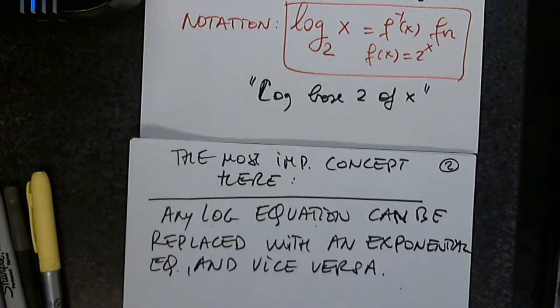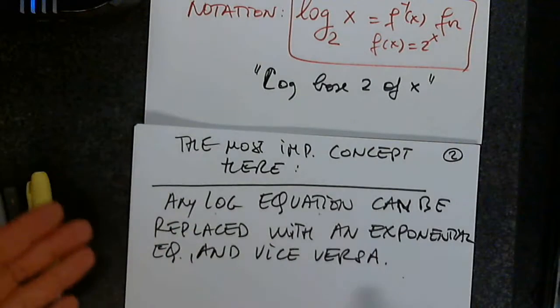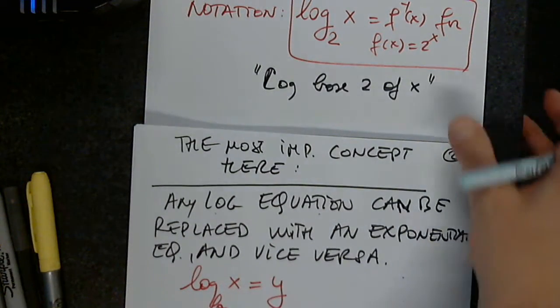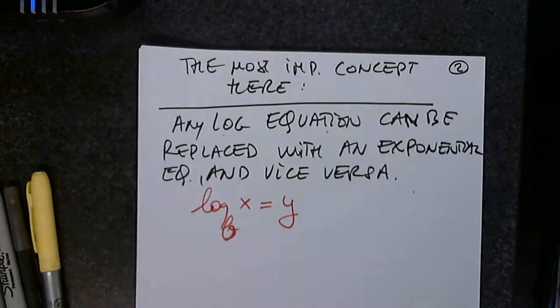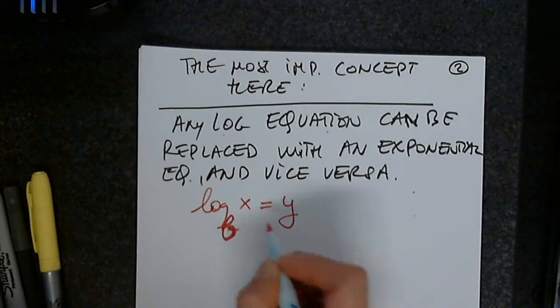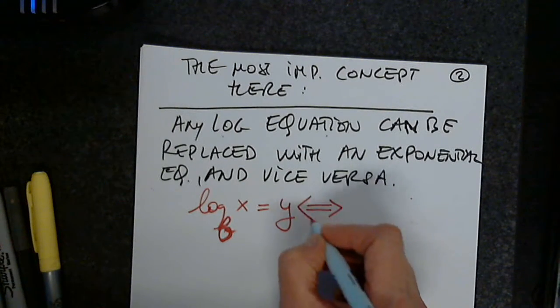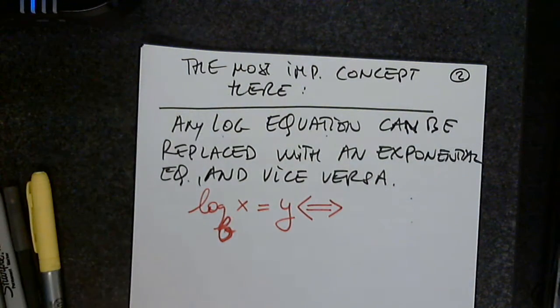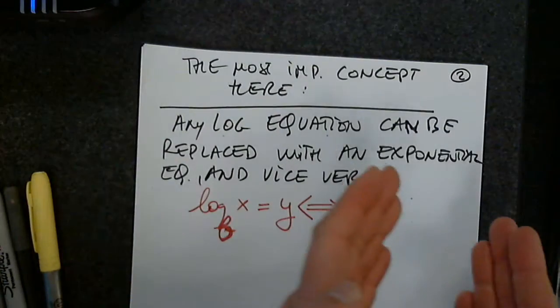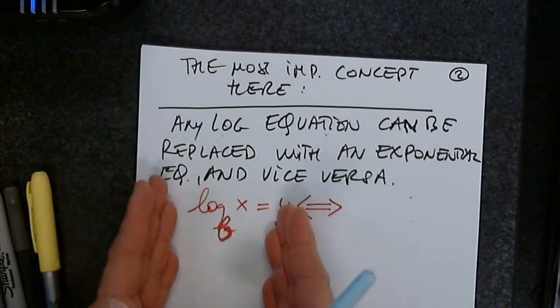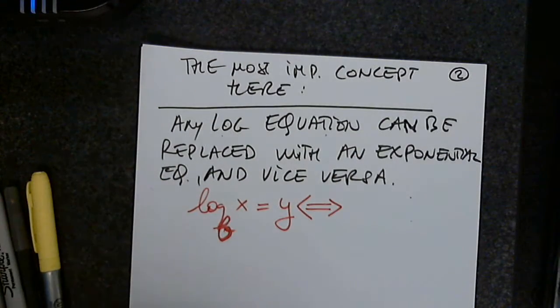Now, in mathematical terms, how do I write this? Here's how we write it. Log base b of x equals a number y. This is the double equivalency symbol, which means this equation can be replaced by this, and this equation can be replaced by that, going back and forth.